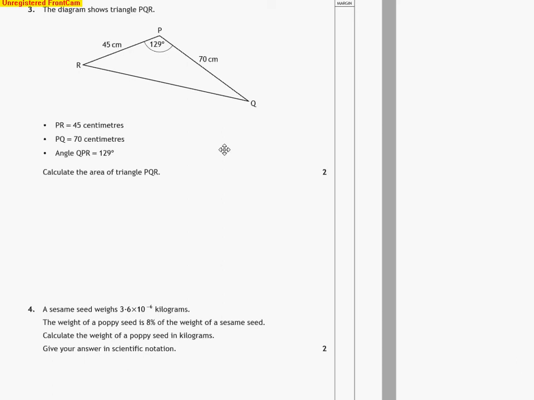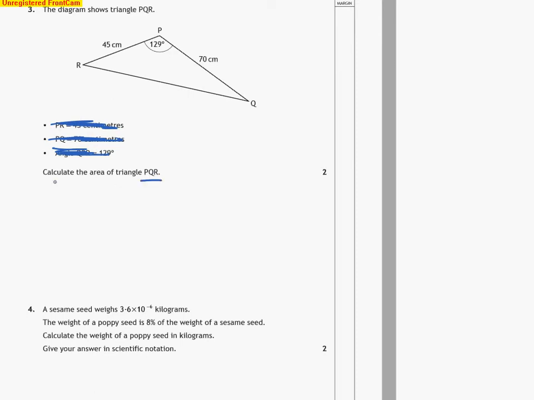Okay, question 3 and 4. So, the diagram shows a triangle. We've got one angle, two sides. Again, we don't really need to worry about this information here. It's just really repeating what's in the diagram, so we could just say, don't need to know that. This is important. Calculate the area of the triangle.